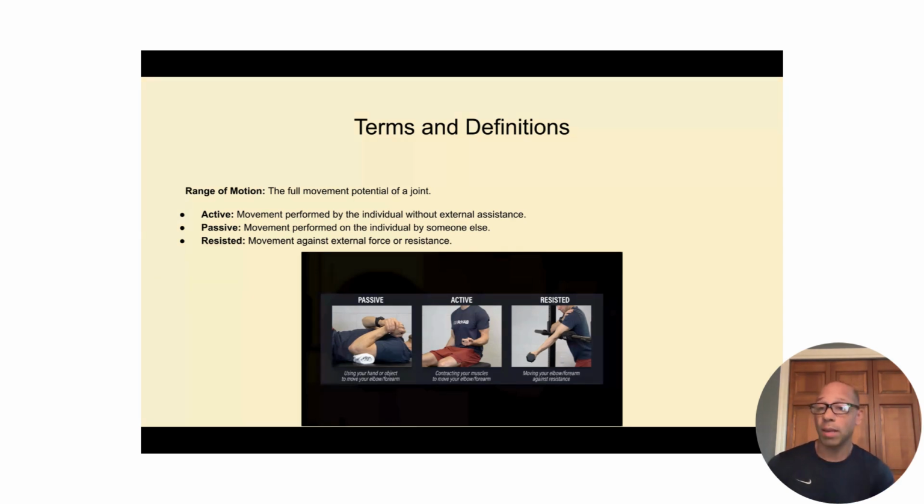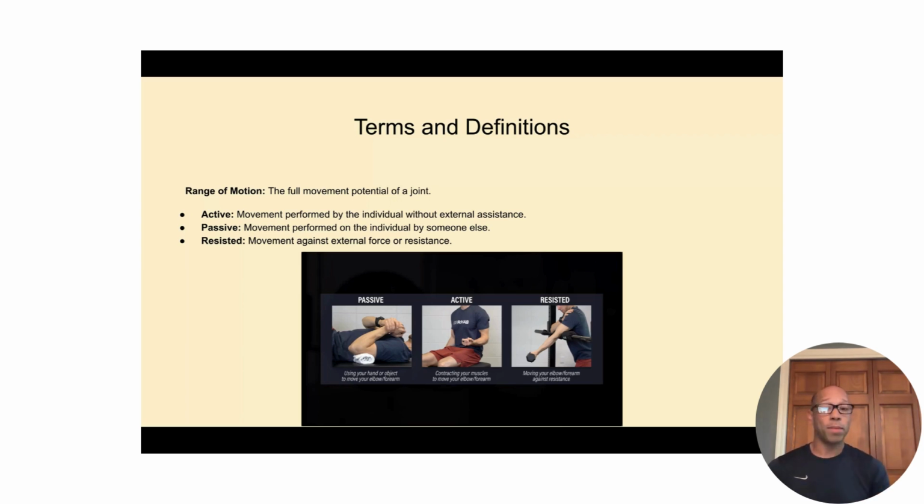So there are three types that this can fall under: active, passive, or resistant. And so if it is active range of motion, then I am going to use a muscle basically, and that's the one right in the middle. I am going to use my biceps to go through this range of motion. That's active. I'm actively going through a range of motion using a muscle or a group of muscles.